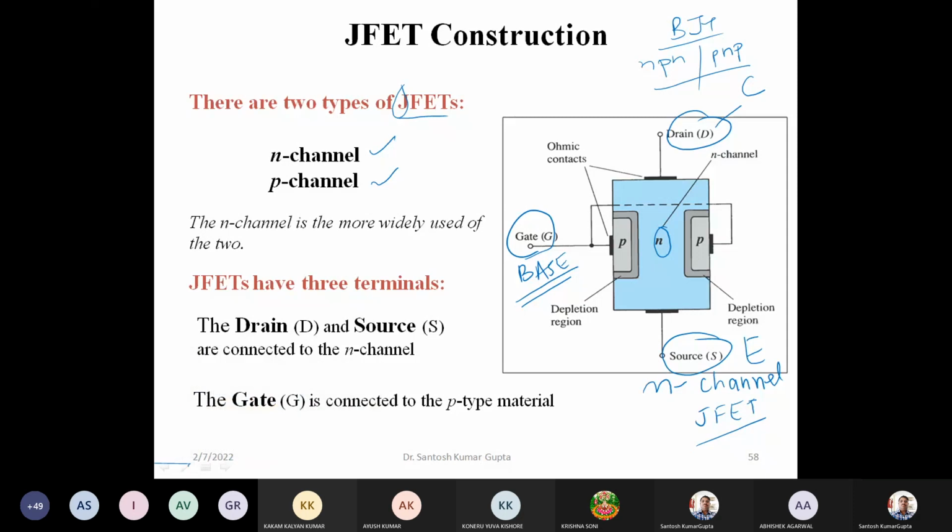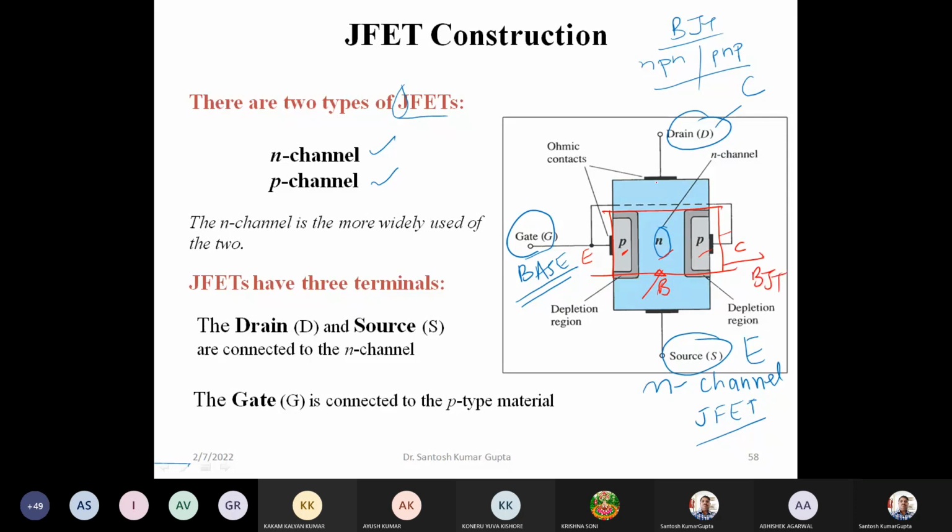First, in the BJT we had this kind of cross section, like PNP, and we used the middle section as the base, one section as the emitter and another as the collector. So the basic difference one can see is the base which was there in the middle for the BJT.